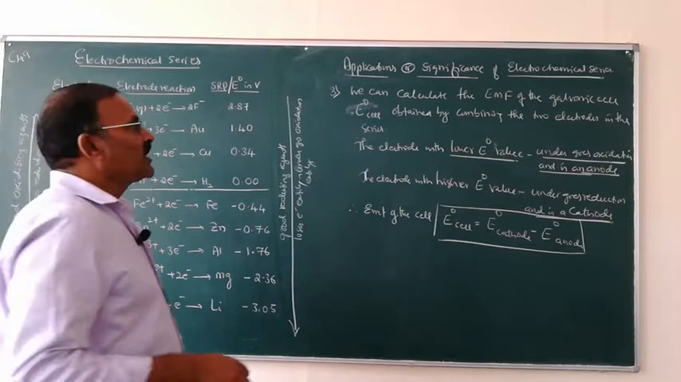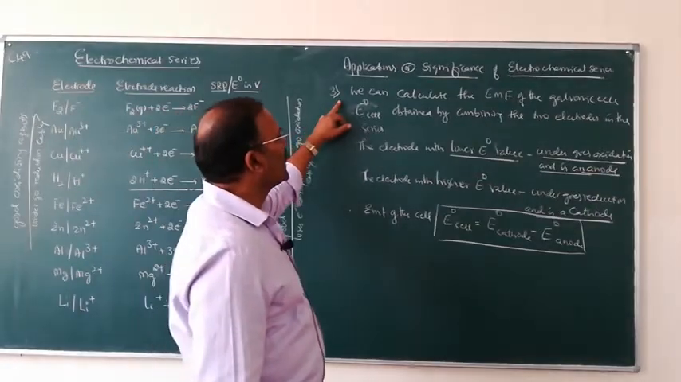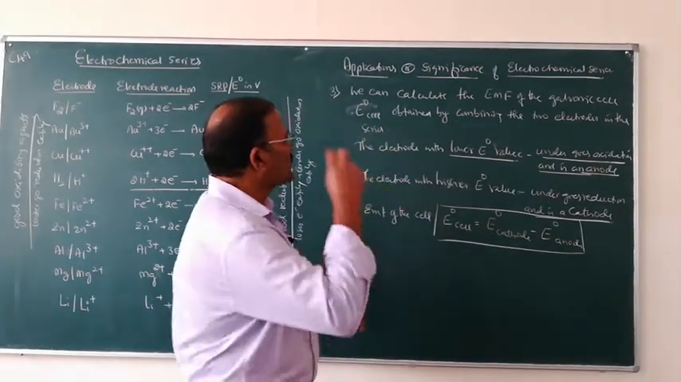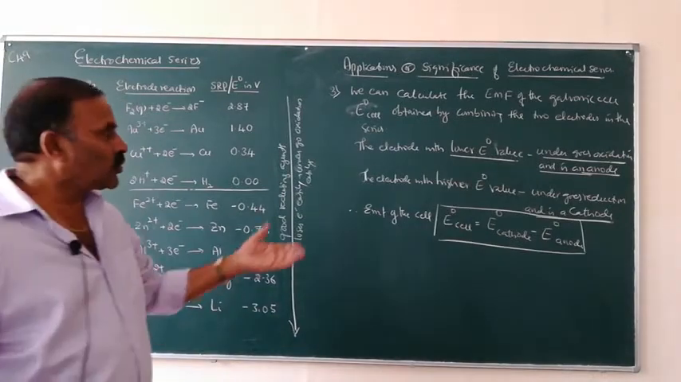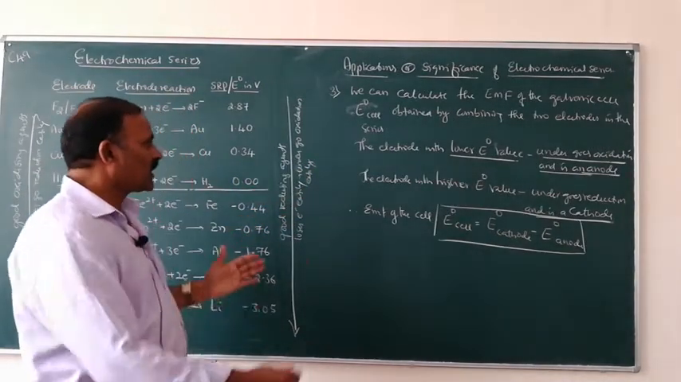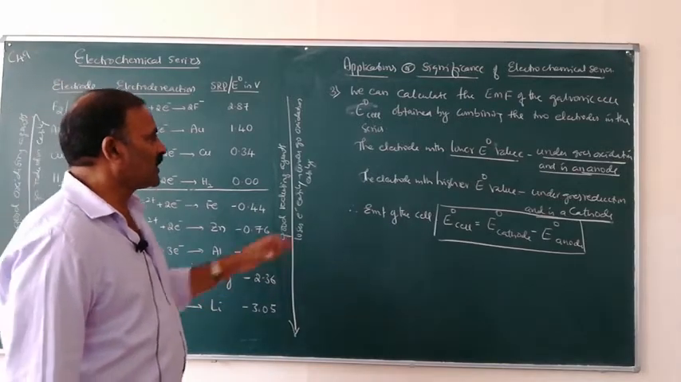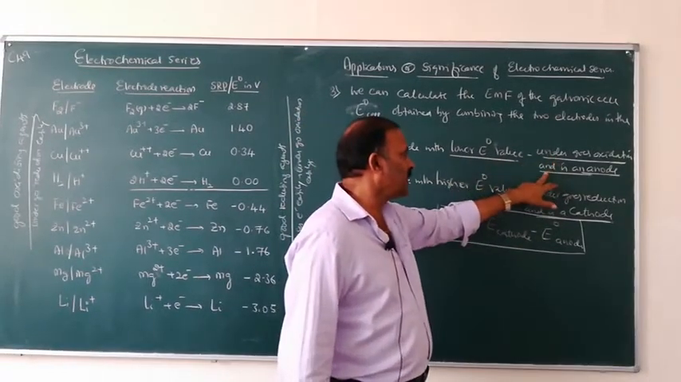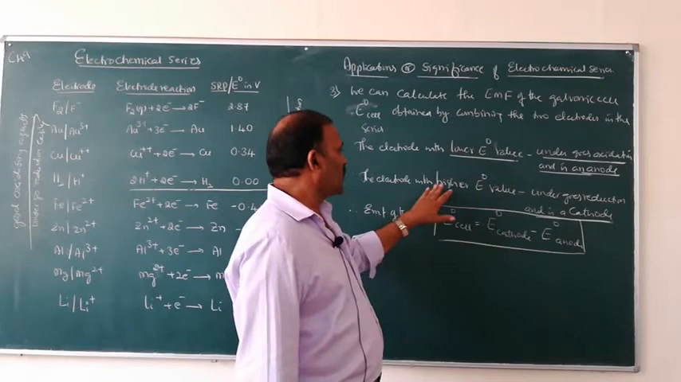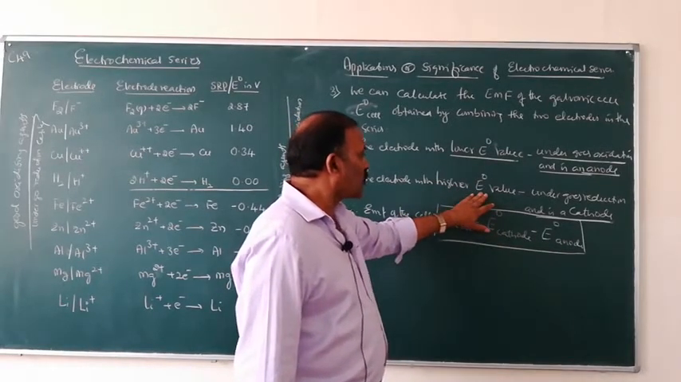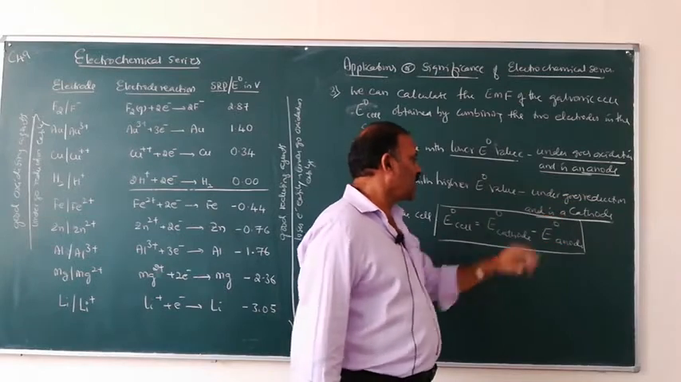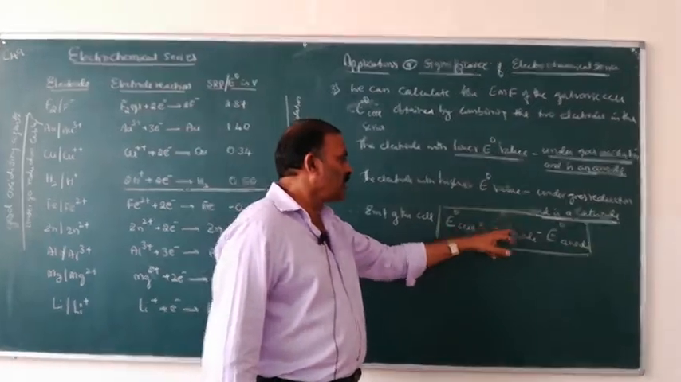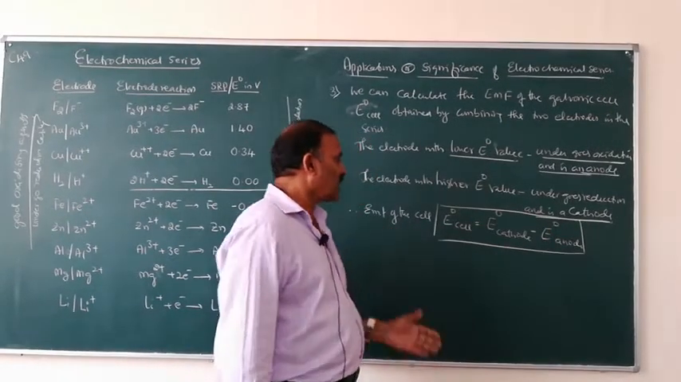So the third application is we can calculate the EMF of the galvanic cell E naught obtained by combining the two electrodes in the series. So when two electrodes of different electrode potentials are connected, you will get a galvanic cell. The electrode with lower E naught value undergoes oxidation and it is an anode, and the electrode with higher E naught value electrode potential undergoes reduction and is a cathode. Then the EMF of the cell E naught cell is equal to E naught cathode minus E naught anode.